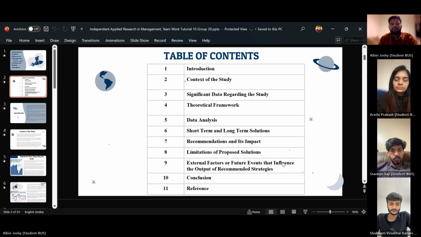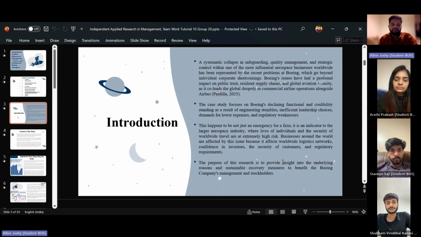So this is our table of contents. And the next slide is the introduction. The Boeing crisis, a global aerospace industry concern. So today we are diving into the critical topic, the ongoing crisis at Boeing, which has reverberated throughout the global aerospace industry. This isn't just a company-specific issue. It reflects the broader concerns about safety, corporate responsibility, and the regulatory practices within aviation.